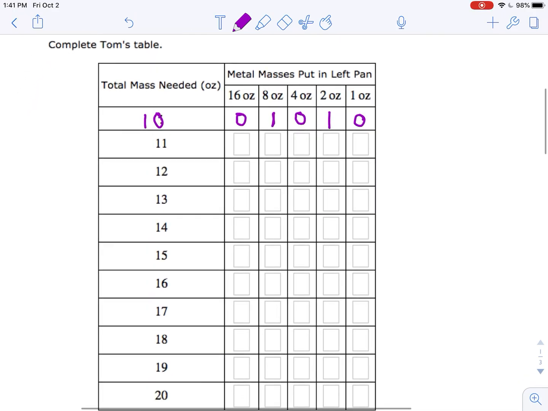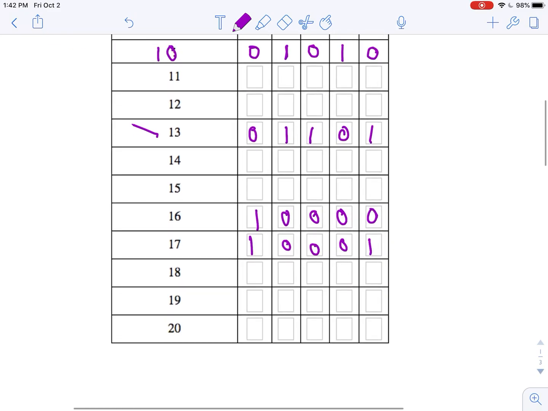So you're to complete the rest of exercise 61 here, doing the same thing. I would encourage you, for instance, if we do 13, to just work your way down. The 16-ounce weight is going to be too much, so leave that off. With the 8-ounce weight, he needs 5 more ounces. We'll use a 4, but not the 2 and the 1. 1, 4, and 8 will add up to 13. Obviously, when we get to 16, we can just use the 16-ounce weight and call it a day. For 17, I'll use the 16-ounce weight plus the 1-ounce weight, and so forth.